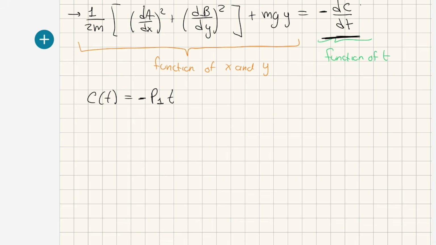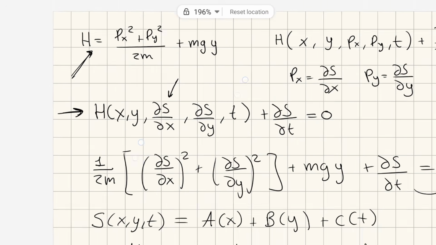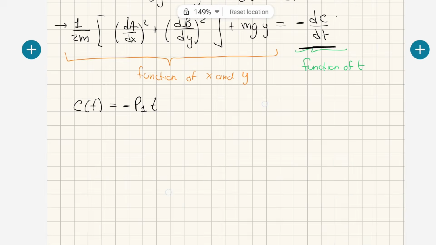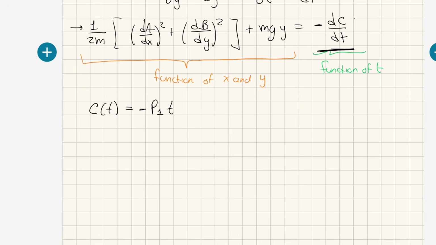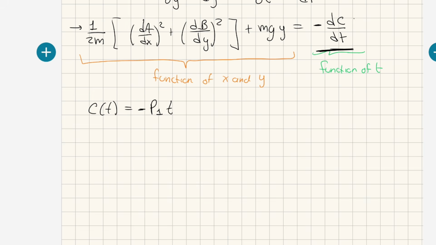Perfect. And actually, you will notice in some further examples that this linear function will occur very often if, for example, t does not appear in the Hamiltonian. So what I'm saying is that if t doesn't appear in the Hamiltonian, then this function c in the separation of variables proposal is a linear function. Okay, so the t is not in the Hamiltonian. That means this c is a linear function.